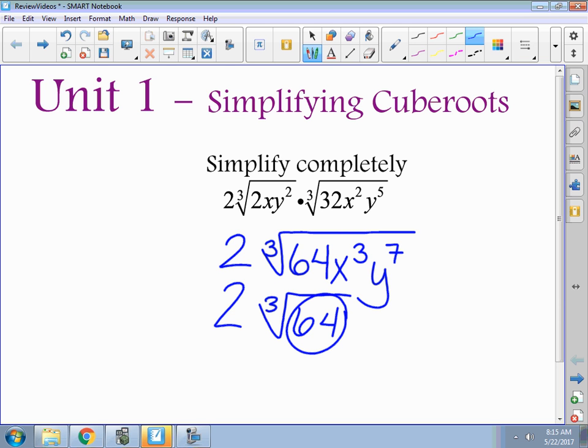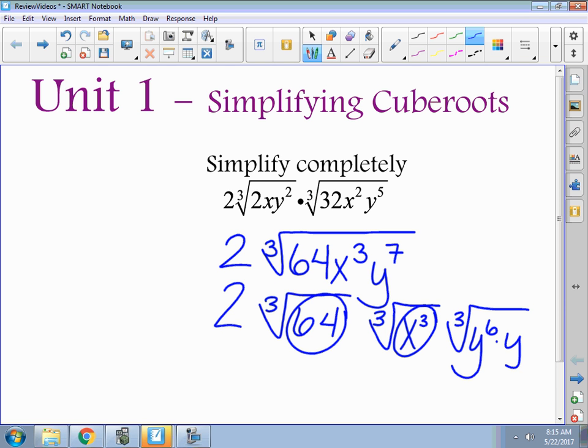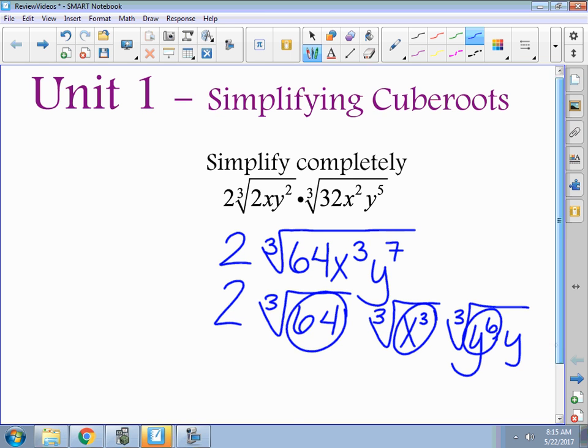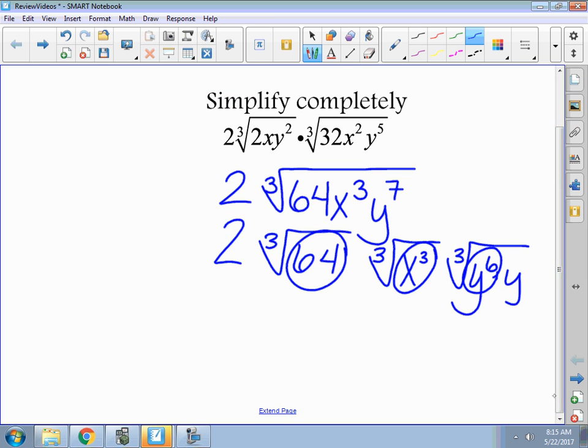x cubed is a perfect cube because the exponent is divisible by 3. And so I'm going to leave that as is and circle it. And then y to the 7th is not a perfect cube because it's not divisible by 3. So I want to break that apart into y to the 6th times y, because if I multiply those back together, they still multiply back to y to the 7th. So it's an equivalent expression. But now I have something that is a perfect cube.